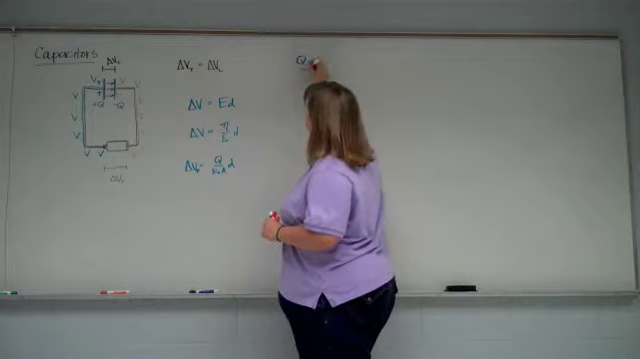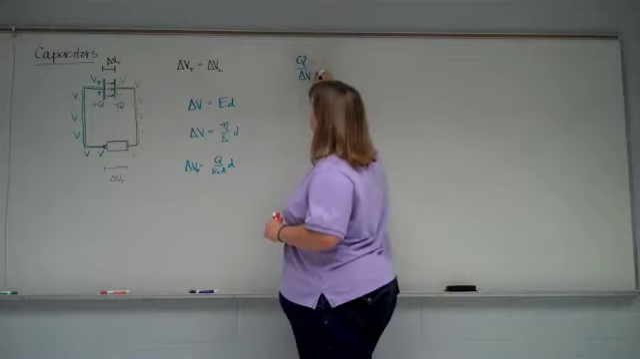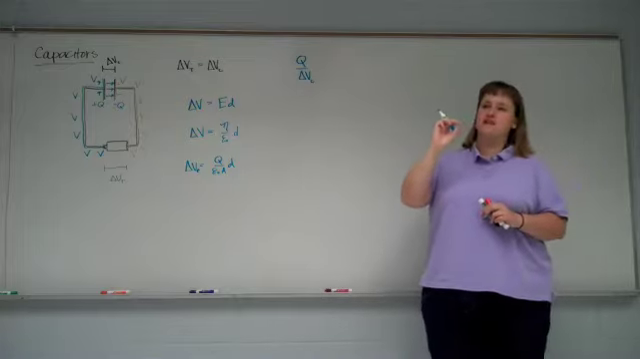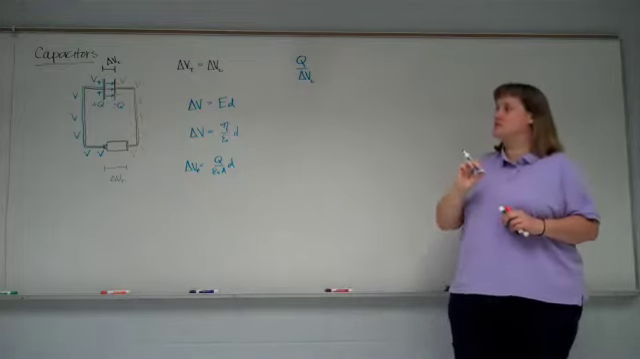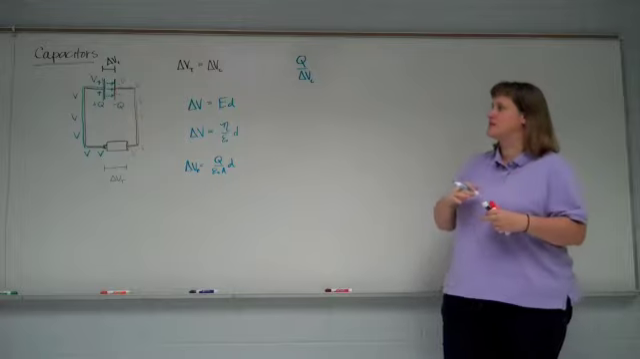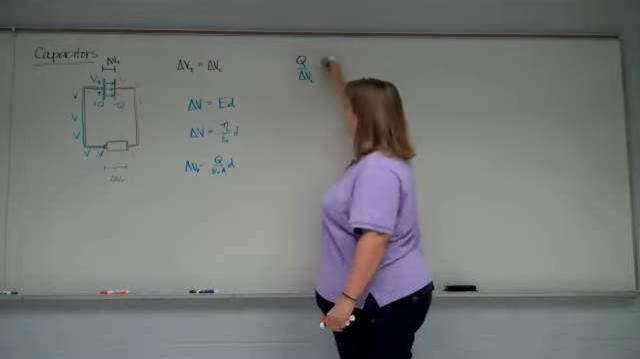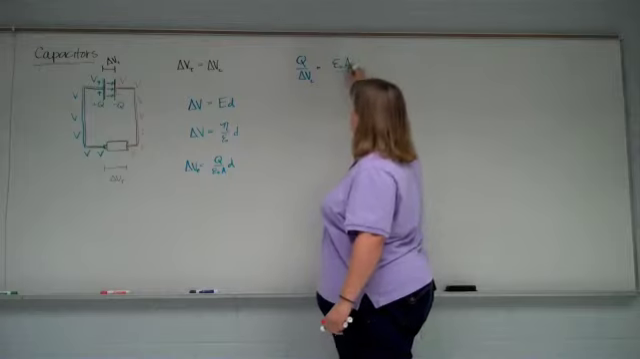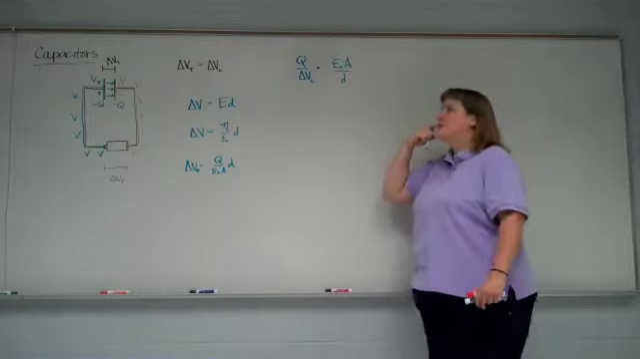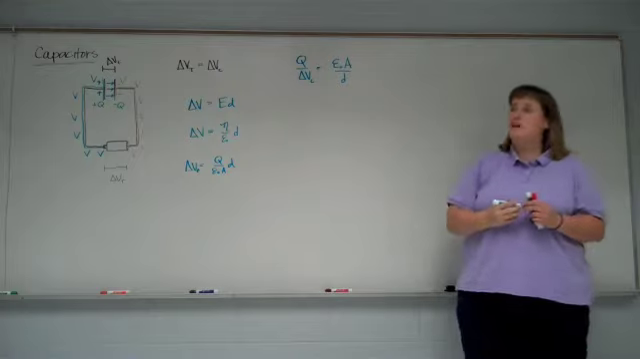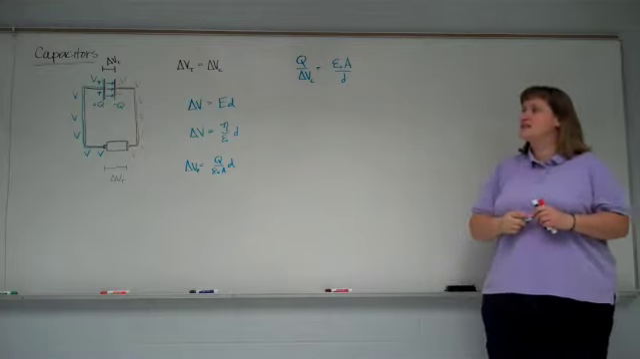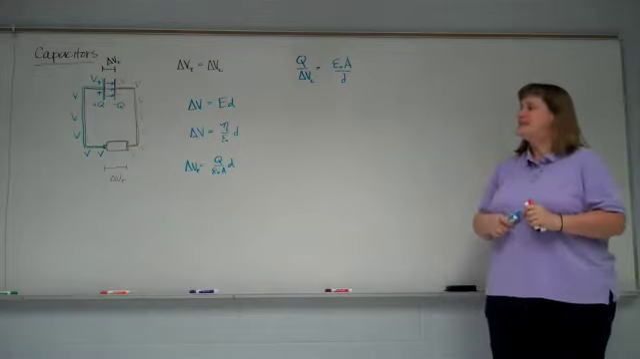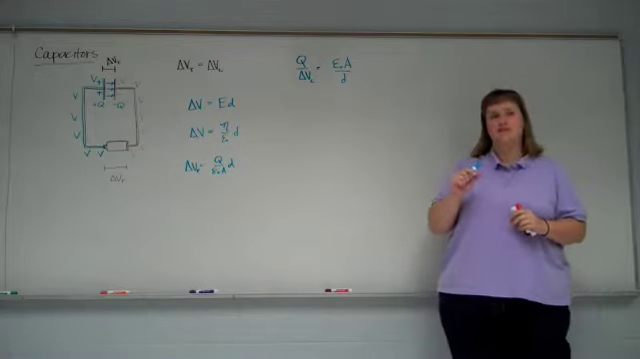If we solve for the ratio of charge over potential difference, the ratio of how much charge accumulates on the plates of the capacitor versus the potential difference across the plates of the capacitor, we get a quantity here of epsilon naught times A over D. Epsilon naught is our constant. A is the cross-sectional area of the plates, the part of the plates that overlap. And D is the distance between the two plates.